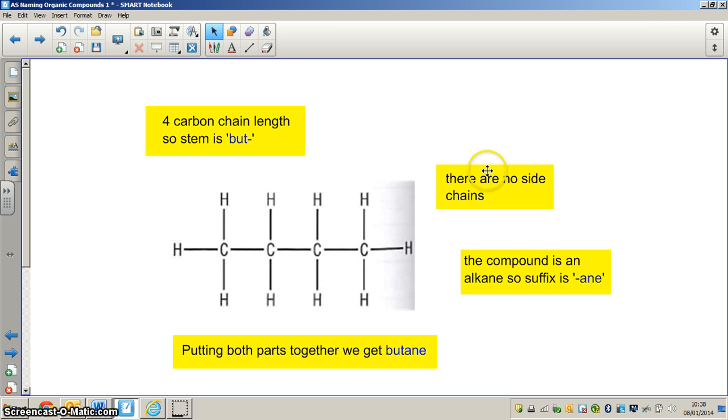So running through this again, 1, 2, 3, 4 carbons long, which gives us a stem of but. No side chains, so we don't have a prefix to this. And because it is a saturated hydrocarbon, it's got no carbon-carbon double bonds or carbon-carbon triple bonds. This molecule belongs to the homologous series called the alkanes, with a common ending called -ane. So the suffix is -ane. So but and -ane equals butane, and this is a single molecule of butane.